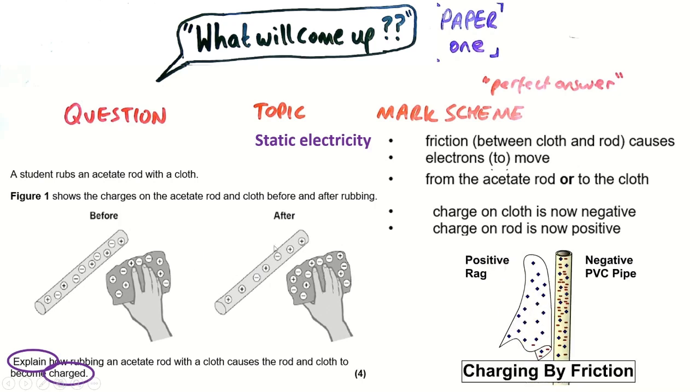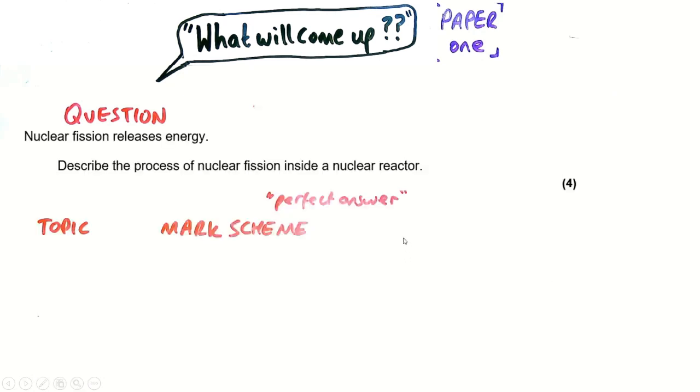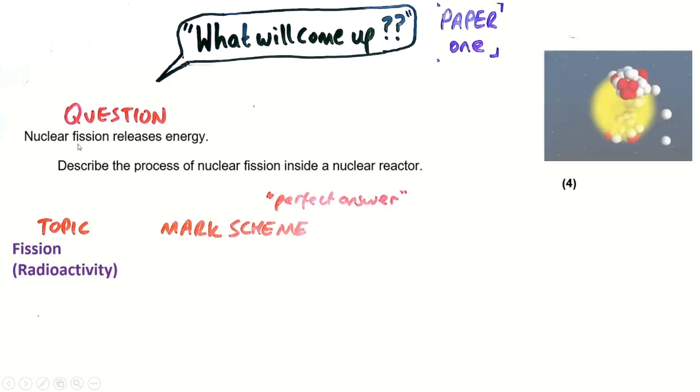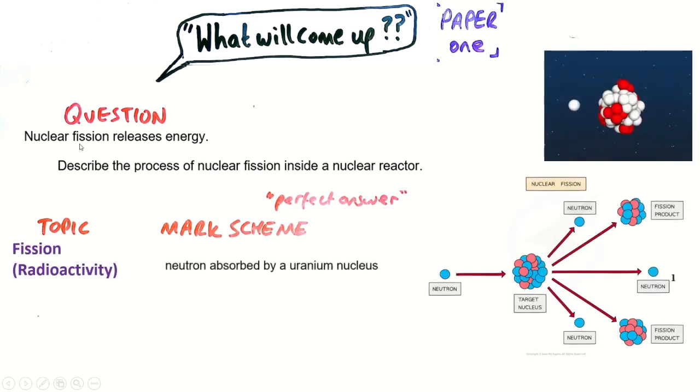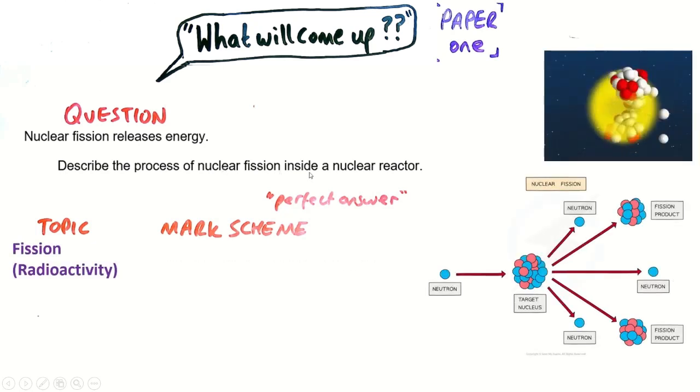The last one is about nuclear fission, so make sure you learn that process properly. It didn't come up in 2023, so I'll be very surprised if it didn't come up in some form in the 2024 paper. The question says, nuclear fission releases energy. Describe the process of nuclear fission inside a nuclear reactor. I've got a GIF here to describe what happens. A neutron gets absorbed by uranium. The nucleus of uranium splits and releases more neutrons.